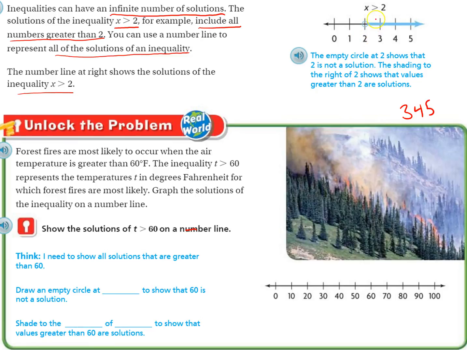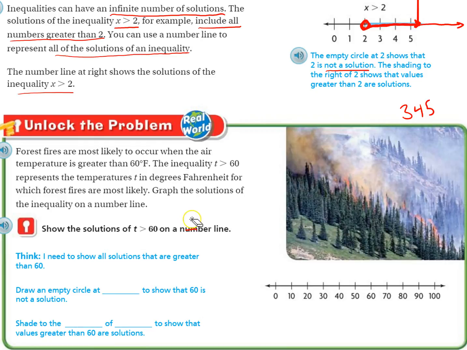So let's look at this graph up here on this number line. Notice it's an open circle, and what it's showing is x can be any number but 2, any number greater than 2, continuing on for infinity. The empty circle shows that 2 is not a solution. Whenever you don't have the equal sign underneath, it's always an open circle.